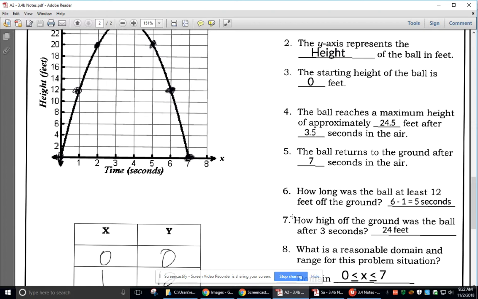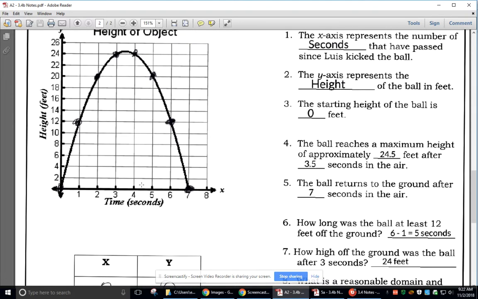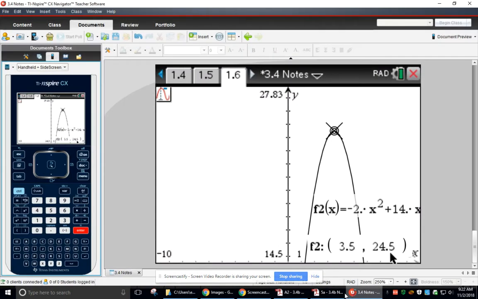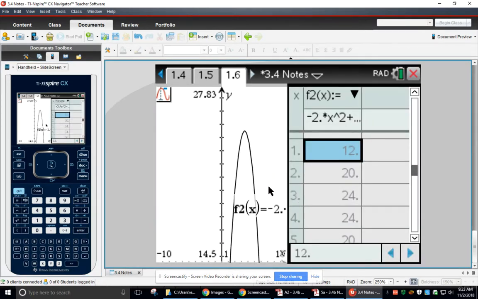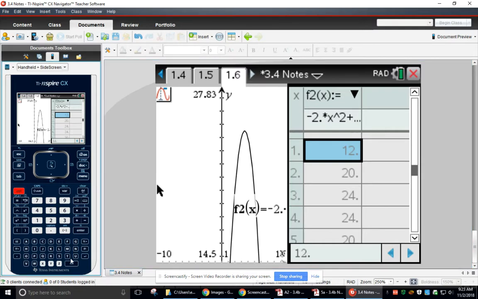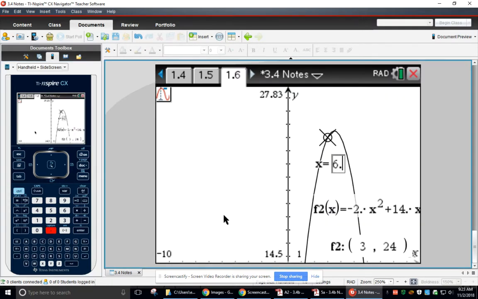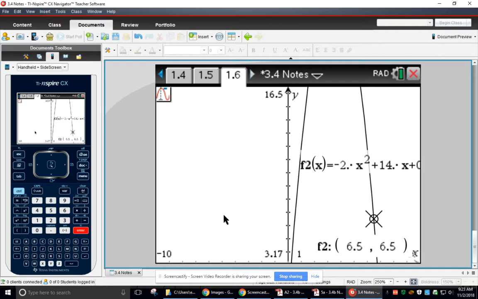How high off the ground was the ball after 3 seconds? You could tell that from the graph. 3, go up, it's at 24. If you wanted to use the calculator, type in 3, it says 24. You could pull up the table, Control T, but the table only gives you whole number values. So when I ask you something like 6.5, using that menu 5-1 is really beneficial.